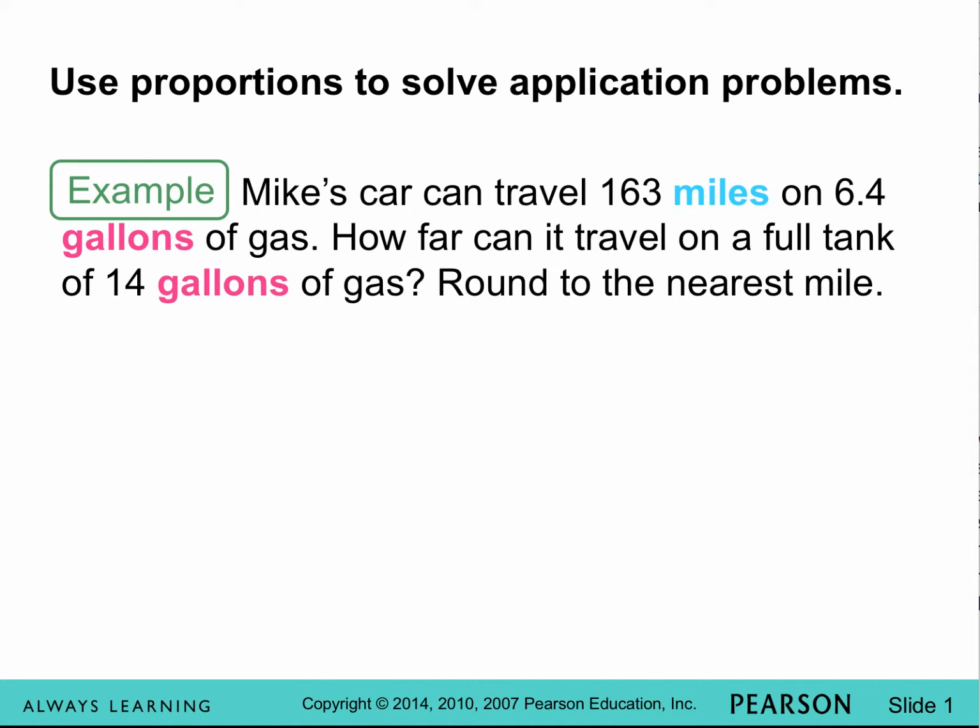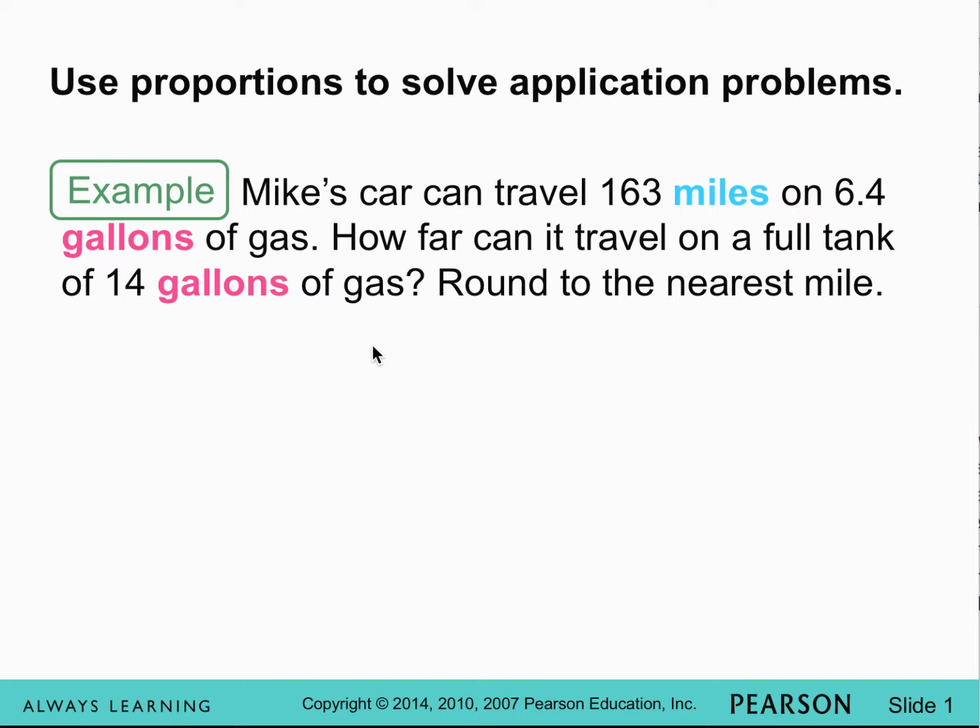Okay, last time we talked about ratios, rates, and proportions. And remember the method that we use to solve a proportion. Well, we can use proportions to solve some application problems. So here's an example. Mike's car can travel 163 miles on 6.4 gallons of gas. How far can it travel on a full tank of 14 gallons of gas?